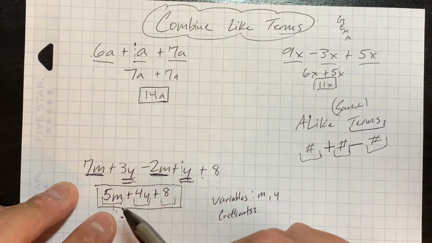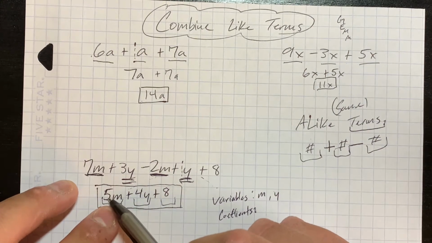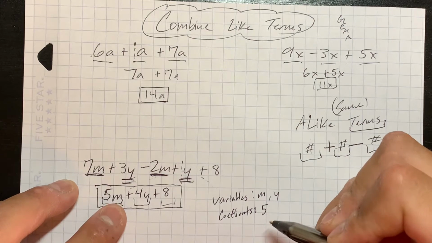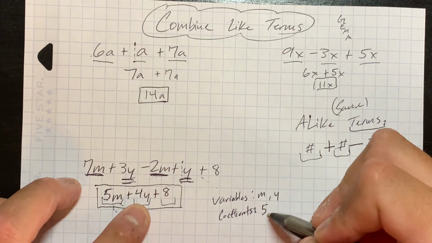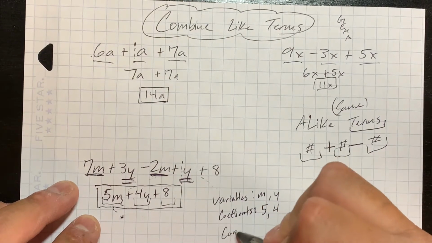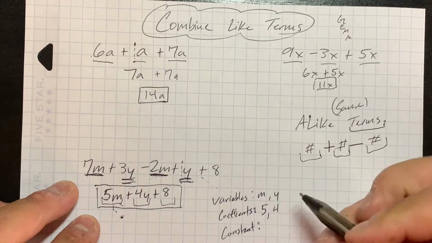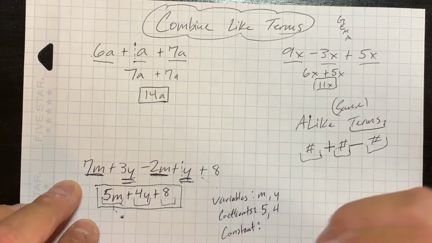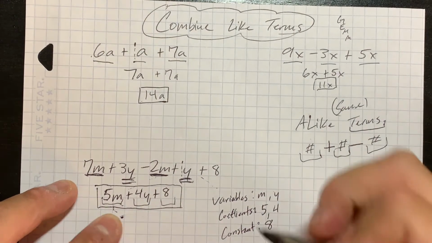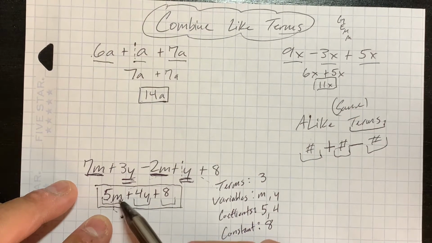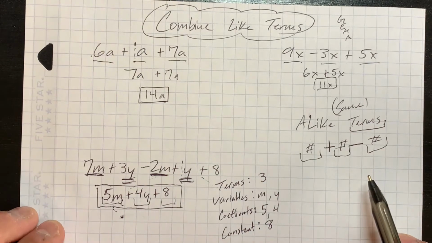Coefficients, again, if you look at a variable, the coefficient is the number right by the variable. So a coefficient for 5m is going to be 5 because it's by the variable m. And for y, your coefficient is 4 because it's by the variable y. Now a constant is another term without a variable. It's just a number by itself that's separated by an addition or subtraction symbol. So we have that one constant. Again, there are 3 terms. 5m is a term, 4y is a term, and 8 is a term because they are separated by the addition symbols. Okay?